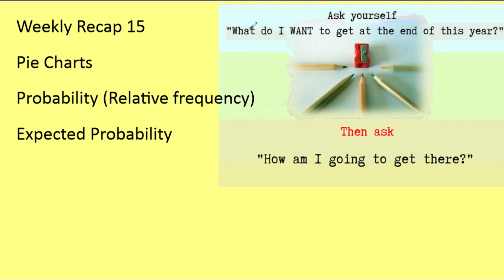And again, we're going to ask ourselves, we're almost there now. What do we want to get at the end of this year? We've got to keep pushing, and we want to get a 4 or a 5 or a 6 or a 7 or 8 or a 9. We're just going to keep pushing at it. And how are we going to get there? We're going to keep working hard, keep revising, and keep attending, and keep watching these videos. Okay, let's make a start.